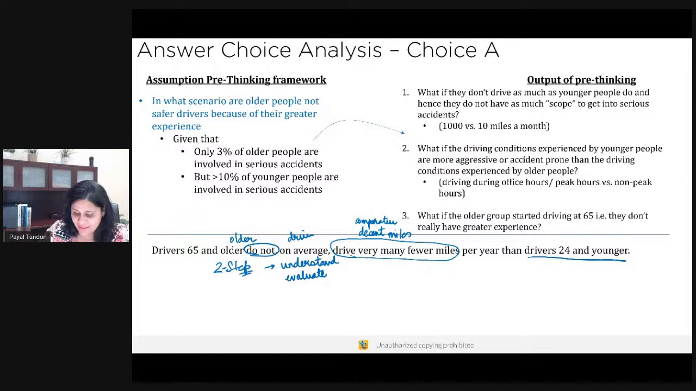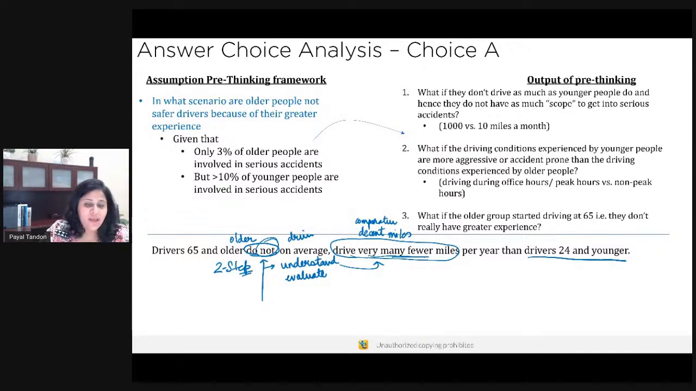So this understanding part you have to do very well. Again, if you miss the "not" over here, you're going to lose the whole thing. If you don't understand what "very many fewer miles" means, you're going to lose the opportunity to even evaluate this answer choice. So again, this step is very, very important.